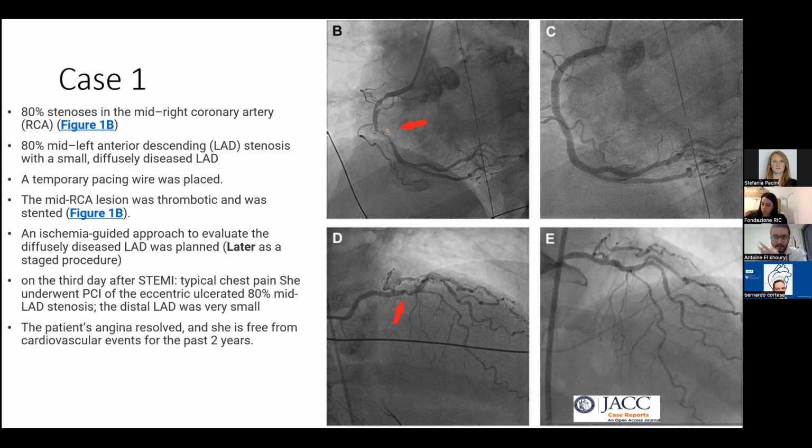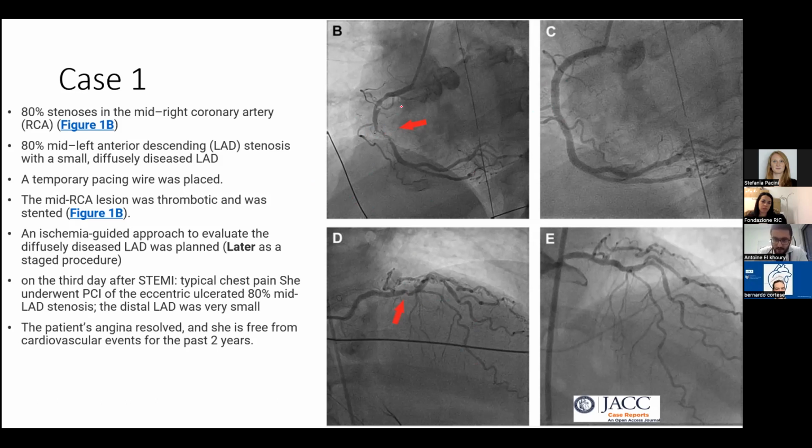Yes. Here, the ECG shows changes on the inferior leads, so most probably it's the lesion that caused the myocardial infarction. And you can see that a stent was placed, and on figure C, after the stenting, we have opening of the vessel. We had a lesion of the left anterior descending artery, as you can see in figure D, and the rest of the left anterior descending artery was a small artery and full of disease.